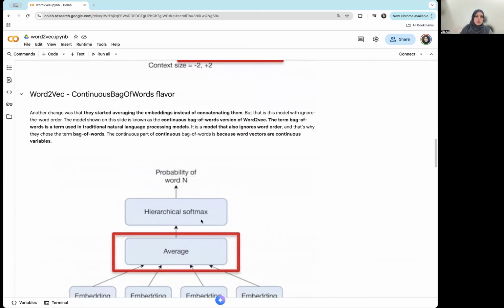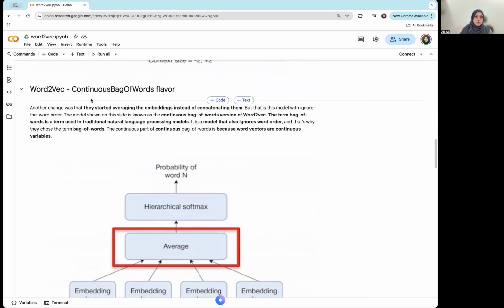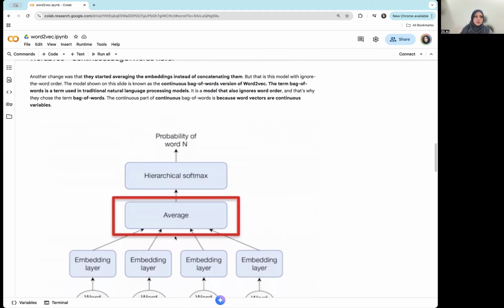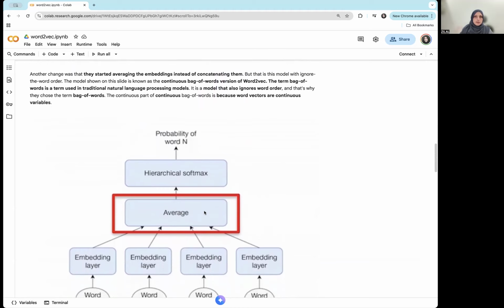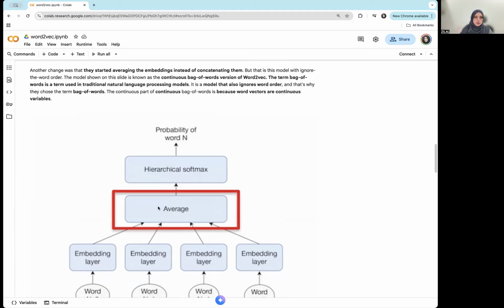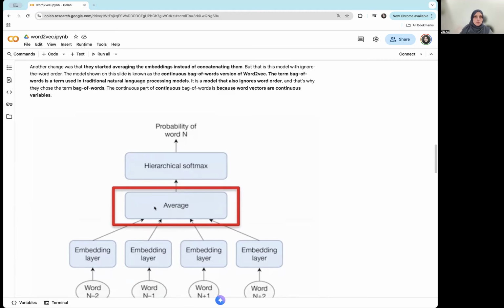Now there are some versions of word2vec. I will talk first of all about the continuous bag of words flavor. Another change was that they started averaging the embeddings instead of concatenating them. But this means that this model will ignore the word order. The model shown on the slide is known as the continuous bag of words version of word2vec.